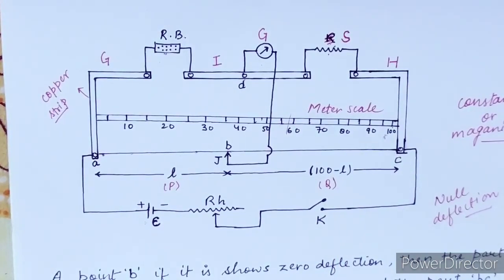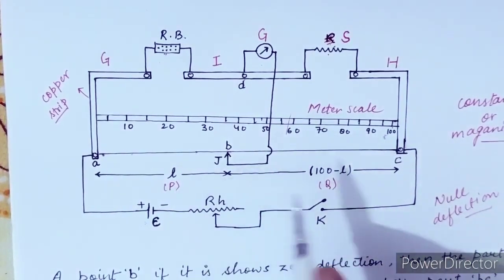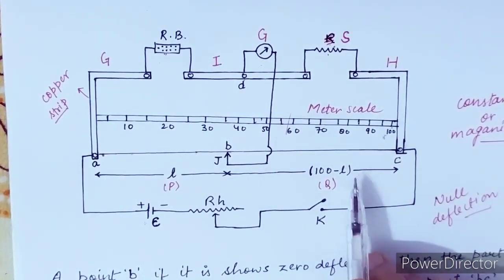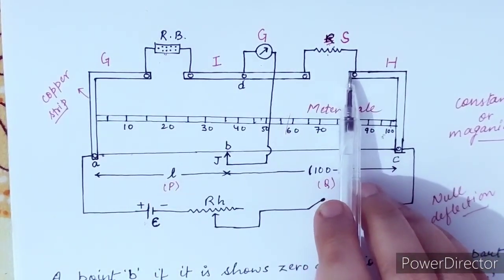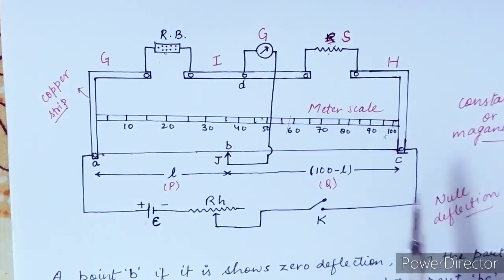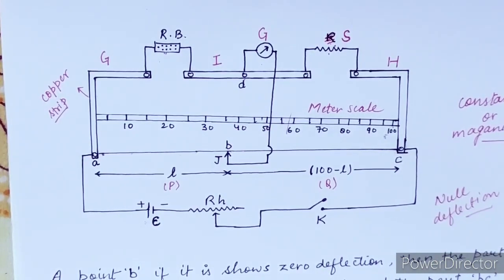Now as we already have the ratio, P upon Q equals R upon S. So P means L, Q is 100 minus L, and R is your resistance box value, as S has to be calculated. So S equals 100 minus L upon L into R. Clear? This is how you have to write the theory, construction and working of this meter bridge. I am not giving you the theory. This you have to do on your own. This is your homework. Clear?